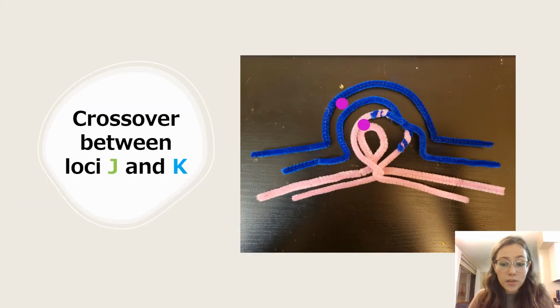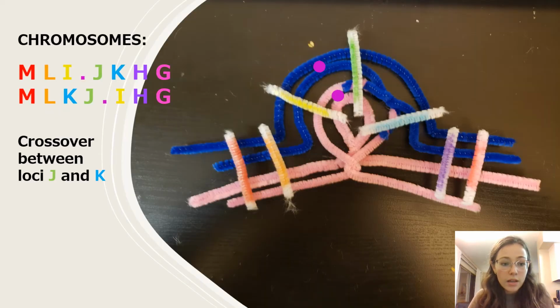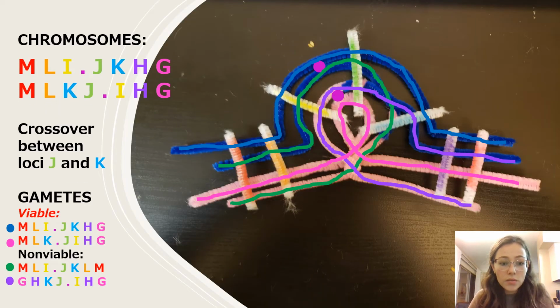So then we have a crossover between J and K. The centromeres are still present. Here's this crossover, and here are the gametes that are produced. So I have illustrated each chromatid that is created after the crossover. And you can see that the green and purple are both non-viable gametes.